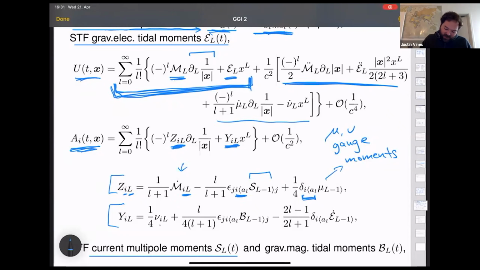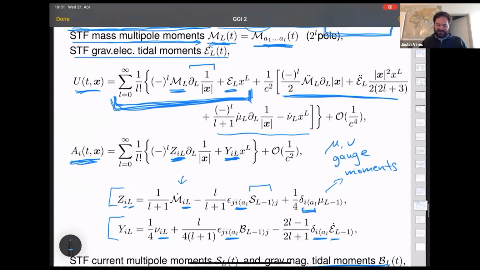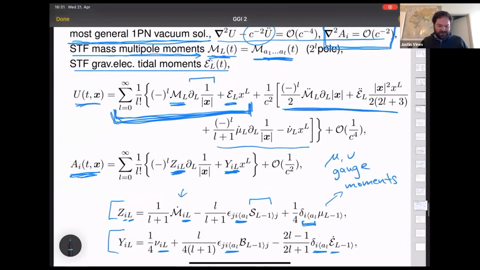Similarly, for the other guys, the totally symmetric and trace-free part is gauge. The anti-symmetric part gives you these gravitomagnetic tidal moments, and the trace part is determined by the time derivative of the gravitoelectric tidal moments. Okay, so this was a bit technical, but I'm very close to the end of my time, but what is the point I'm trying to make here?